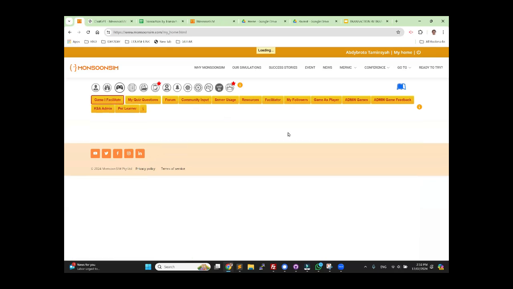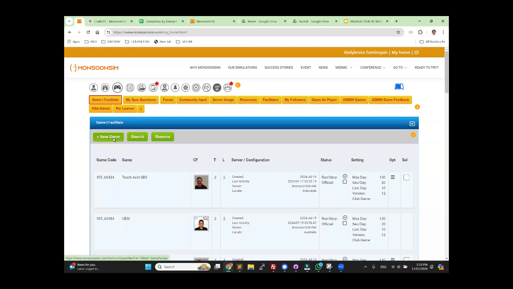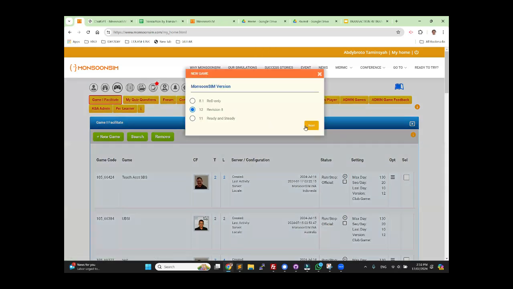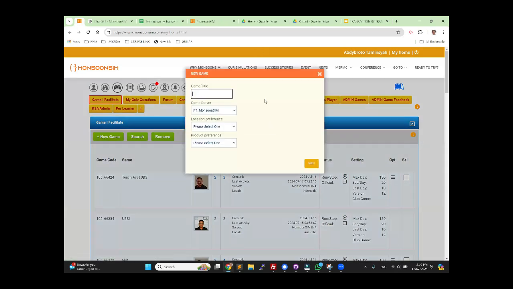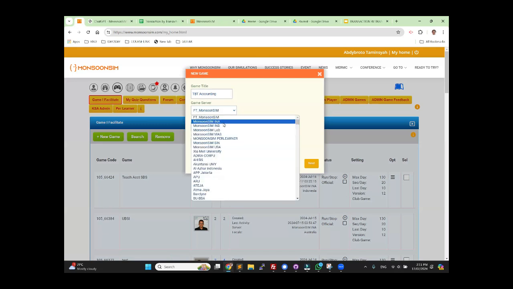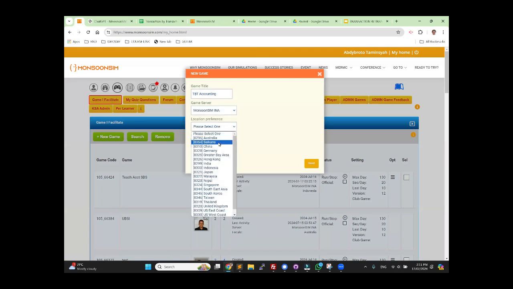I'm going to create a game. So for you that are new to MonsoonSIM, perhaps you can just look at the flow. Okay, so this is T by T, transaction by transaction, accounting. All right, I'm going to use my server, and let's take Indonesia. And then we're going to sell juice, right, instead of other products.